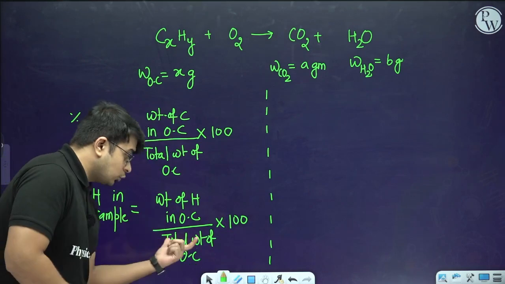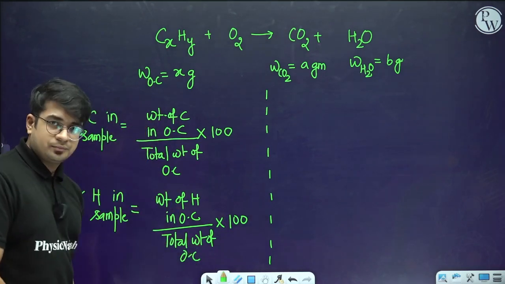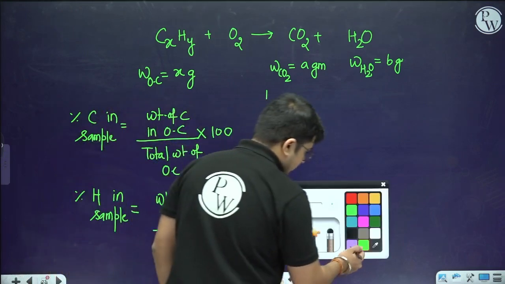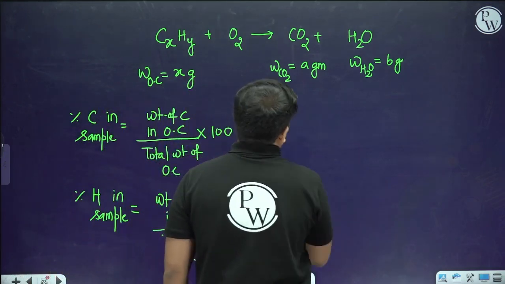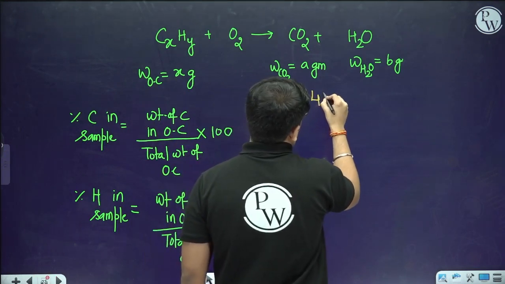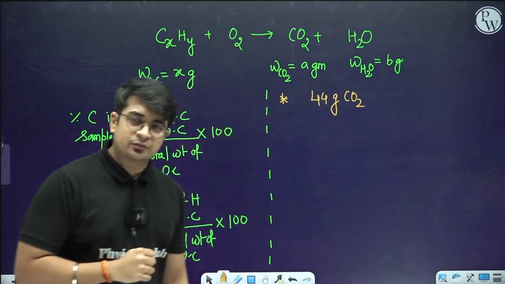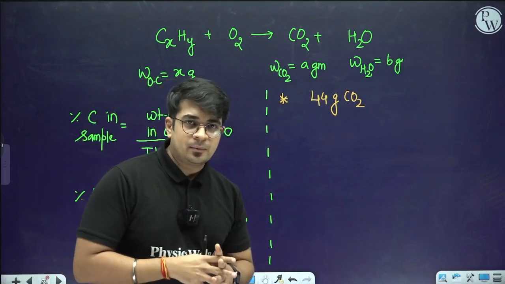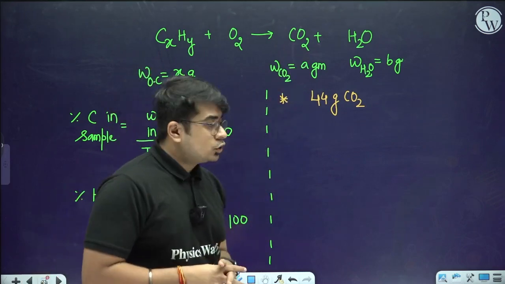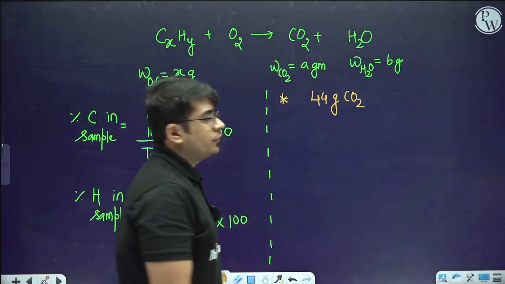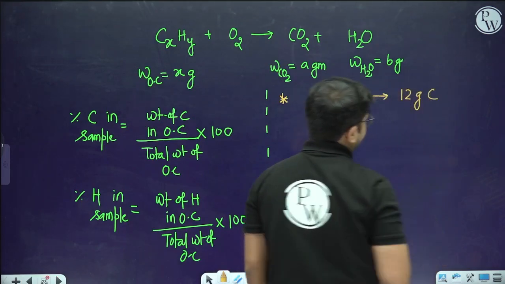Now the thing is that the total weight of organic compound is already given. So you have to calculate these two amounts. How to deal with that particular part? Very easy. So first of all, you know that we have 44 gram of CO2. Molar mass of CO2 is 44 gram: 12 for carbon, 16 for oxygen multiplied by 2, because we have 2 oxygen. So if I talk about the 44 gram of CO2, it actually contains 12 gram of carbon from the molar mass calculation.